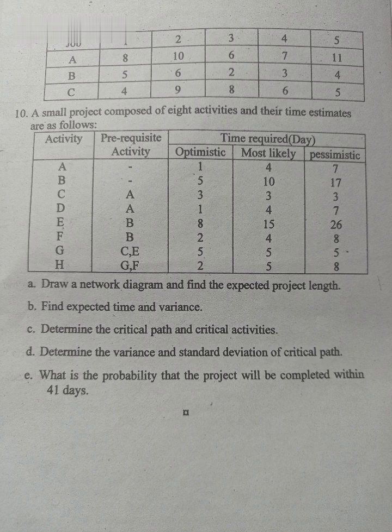Question number 10. A small project composed of 8 activities and their time estimates are as follows. Read carefully the given information and find. A. Draw a network diagram and find the expected project length. B. Find expected time and variance. C. Determine the critical path and critical activities. D. Determine the variance and standard deviation of critical path. E. What is the probability that the project will be completed within 41 days?